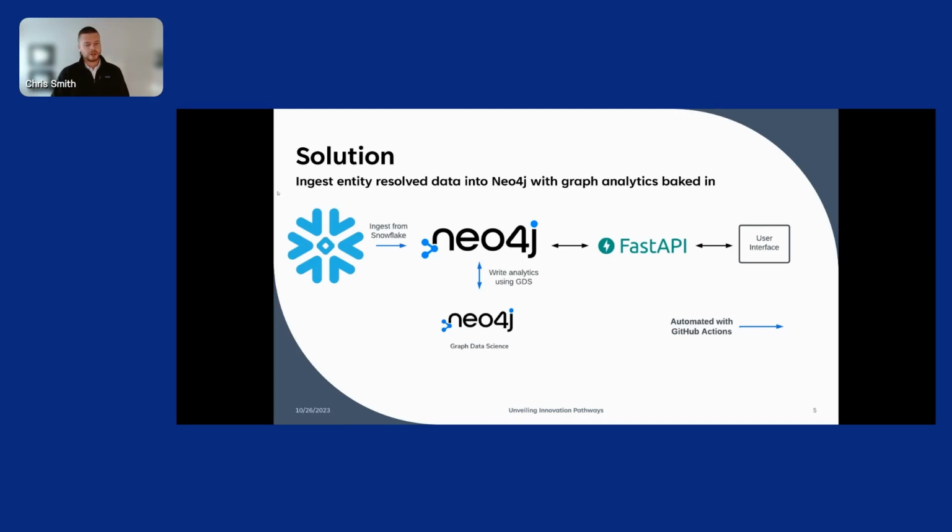Two things to note here. These blue arrows are automated with GitHub Actions. The nice thing about automating these processes with GitHub Actions is that with the press of a button, we can both ingest our data from Snowflake into Neo4j relatively efficiently, and we'll dive into that a little bit, and we can also rewrite our analytics to the database in an automated fashion as we're adding new analytic modules to the code base.